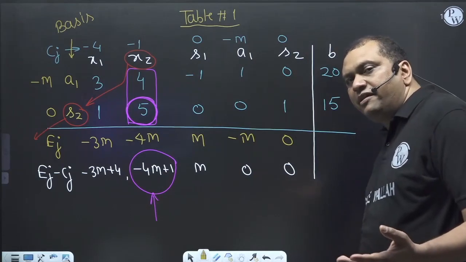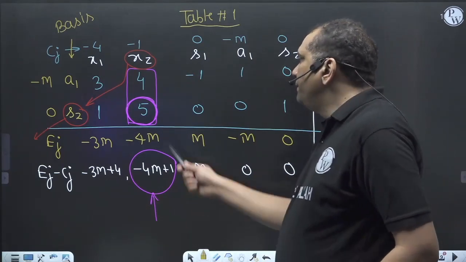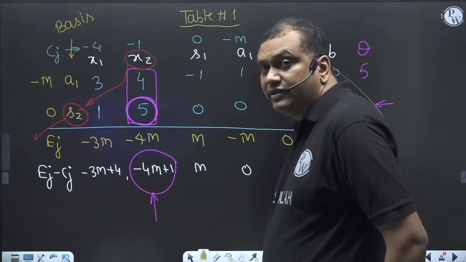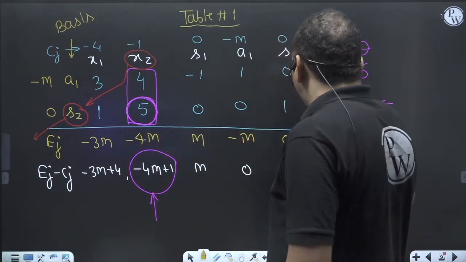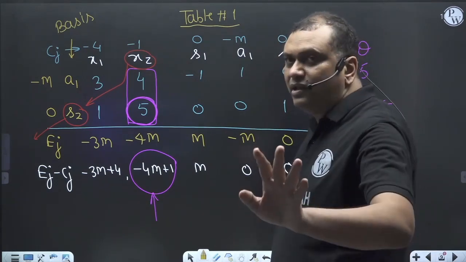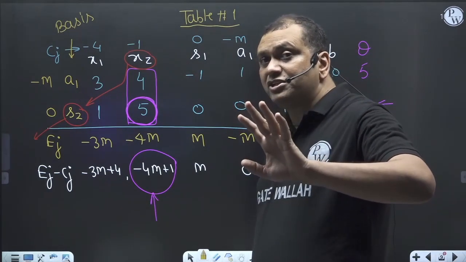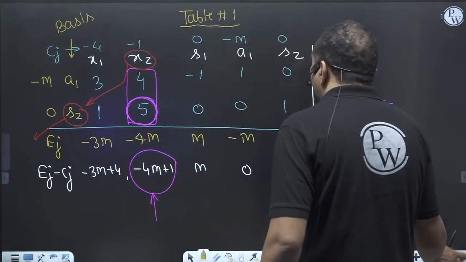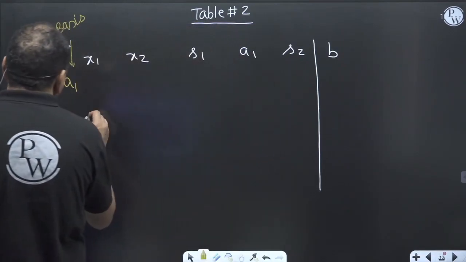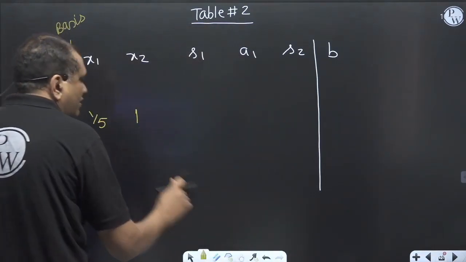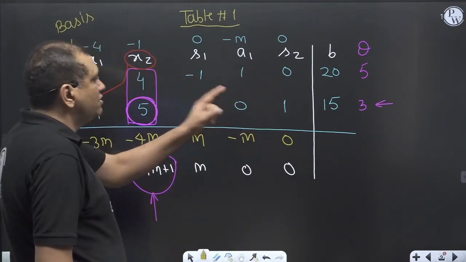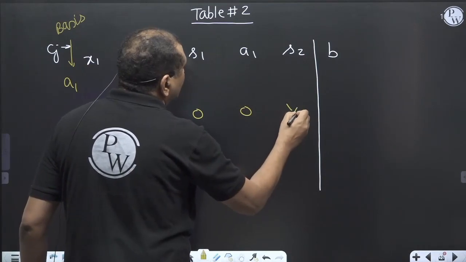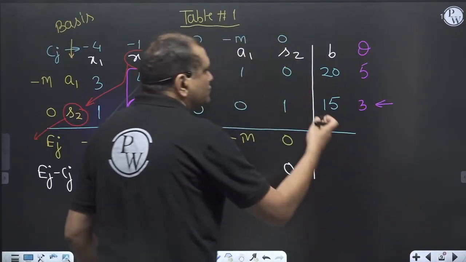Now what was my next step? Making the pivotal value equal to 1. So how to do it? Divide the entire row by 5. In Simplex we do only row operations, we do not do column operations. So divide by 5: 1 by 5, 1, 0, 0, 1 by 5, and 3.